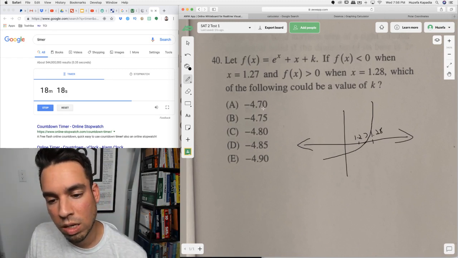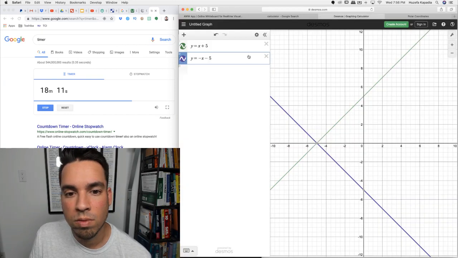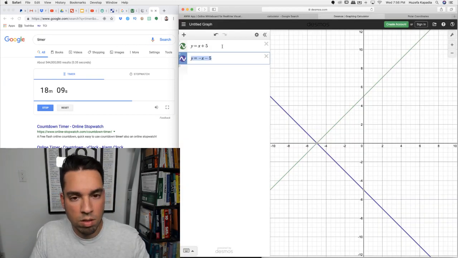I think we need to graph this. I have no idea. So we have all these different values between negative 4.7 and 4.9. All right. So e to the x plus x.